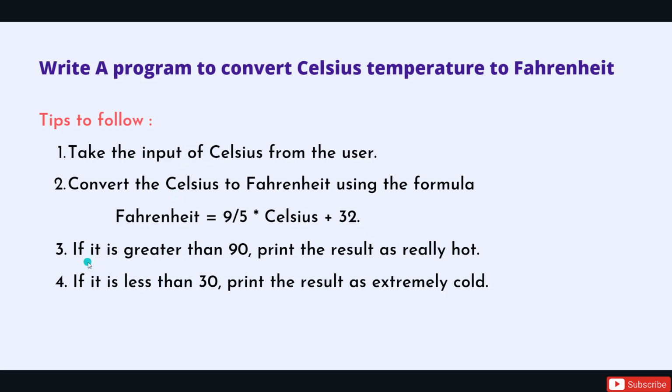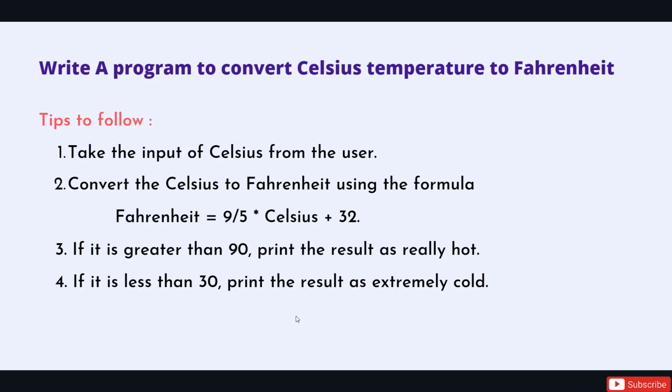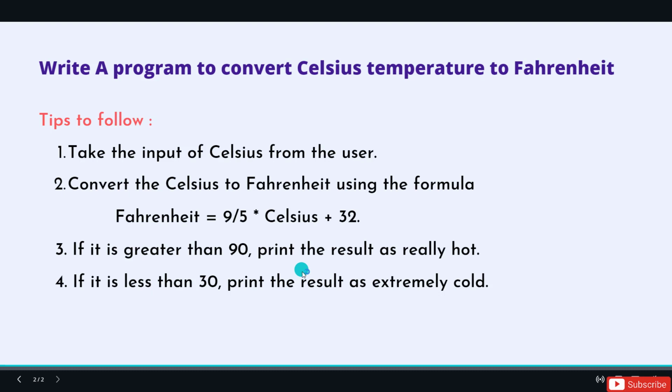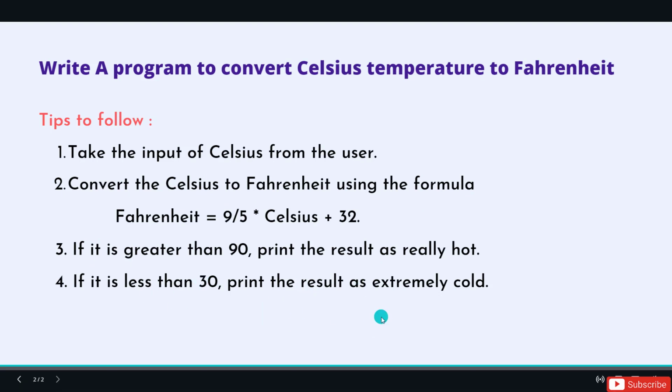But we have to follow some conditions here. For example, if the Fahrenheit is above 90, we're gonna tell the person that it's really hot and they have to take care. And if it is less than 30, then we have to say that it is extremely cold, so that the person can understand how cold it is. This is a bit interesting and you will understand these two things while writing code with me. So let's start coding. Let's take input from the user and convert it.